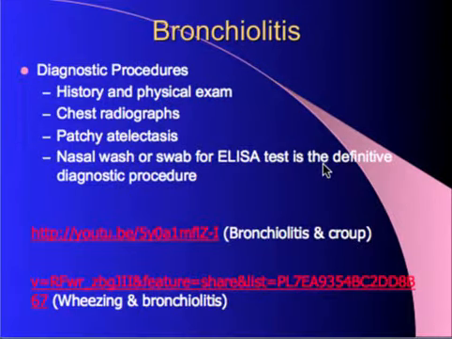Diagnostic procedures. First obtain a history and physical exam. They may also do chest x-rays, which will show patchy atelectasis. And the last thing is either a nasal wash or a swab for the ELISA test, and that is the definitive diagnostic procedure. There are 2 YouTube clips here. One was just in the last screencast on bronchiolitis and croup and what the differences are, because one is lower airway and one is upper airway. And the other is on wheezing and bronchiolitis, so that you can hear the wheezing and see the baby from that perspective.